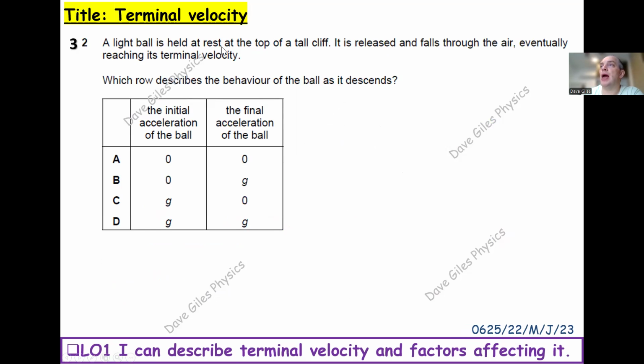A light ball is held at rest at the top of a tall cliff. It is released and falls through the air, eventually reaches its terminal velocity. Which row describes the behavior of the ball as it descends? Okay, so the initial acceleration of the ball will be due to gravity. And then the final acceleration of the ball as it reaches terminal velocity is constant speed, so 0 acceleration. So the answer is therefore C.